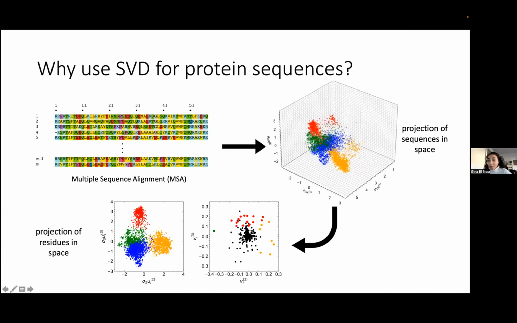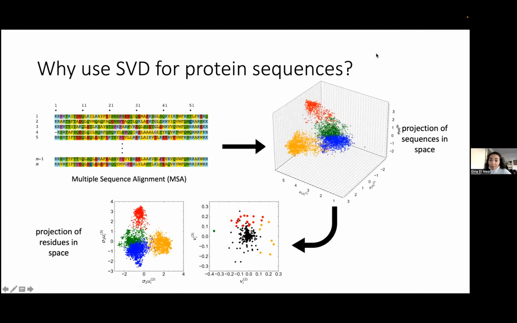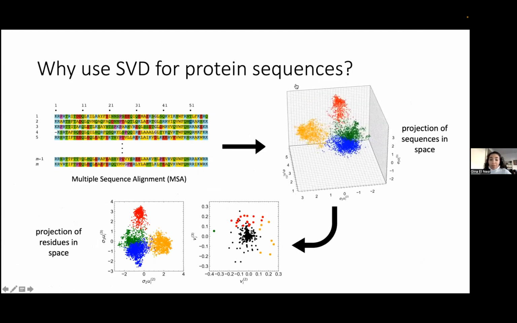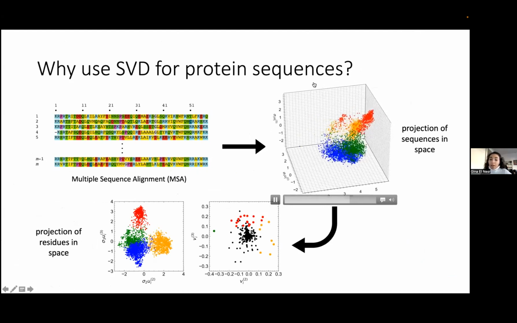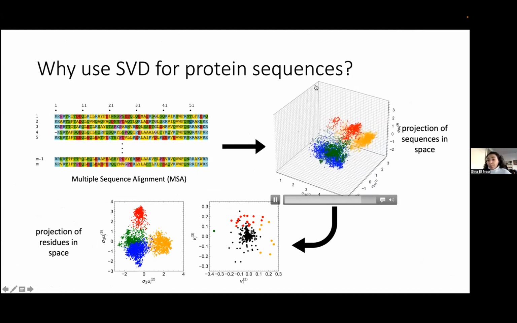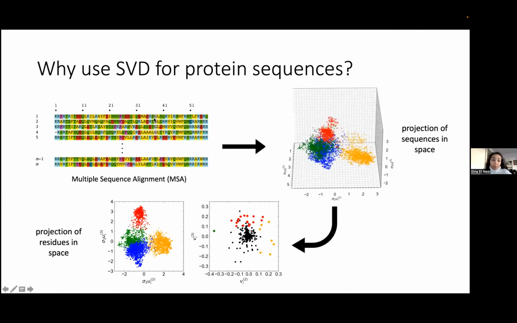So why SVD for visualizing protein sequences? You can imagine that we have a lot of multiple sequence alignments. You might have them from naturally occurring proteins, or you have them from machine learning based tools. You generate a lot of sequences. So you'll have some amount of sequences and you want to understand what covariance, what relationships do these sequences have with each other. And so one thing you can do is run SVD on a multiple sequence alignment, and you can project them in space.